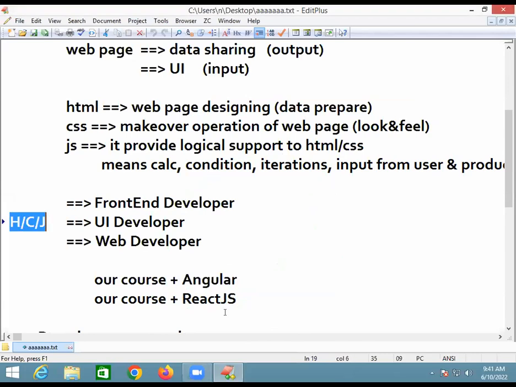So along with our course, it is better to continue with either Angular or React. Then it is very useful for you. So which is better currently in the market, sir? React is the most in demand right now in the market compared to Angular. This is an overview of what we discussed in yesterday's session.